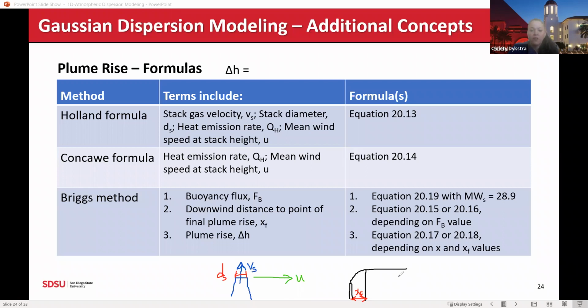So that's going to be our XF. And then we can calculate that downwind point. We want to figure out where that's going to be along the x-axis using either equation 2015 or 2016, depending on the FB value. And if you take a look at that equation, if we have an FB value that's greater than or equal to 55 meters to the fourth divided by seconds to the third, then we can use 2015. And if we have one that's less than that 55, we would use 2016. So just check out the equations in your book. It'll have those restrictions there.